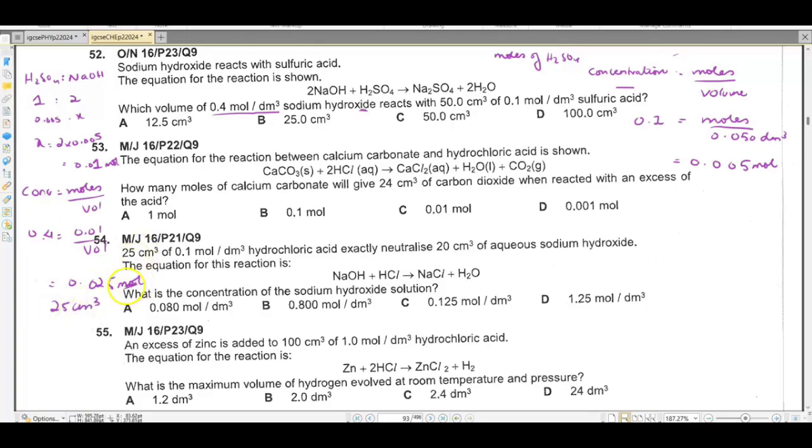ठीक है? This was decimeter cubes and we have converted into centimeter cubes. So B is going to be the correct answer. Okay.